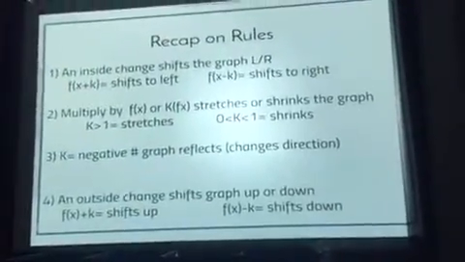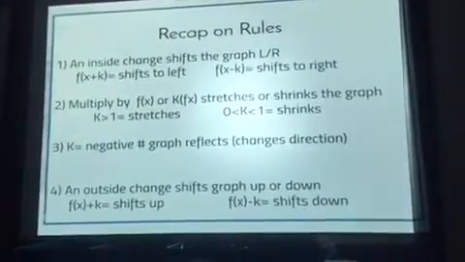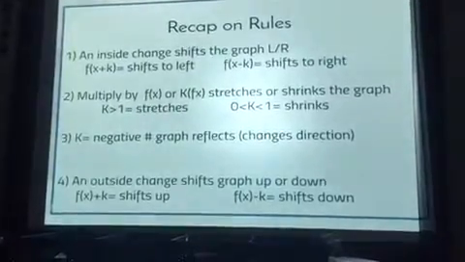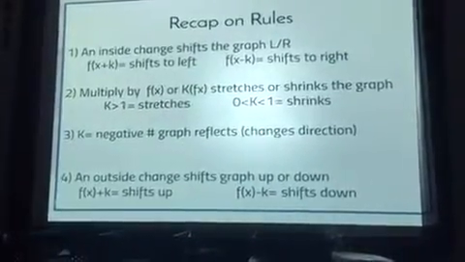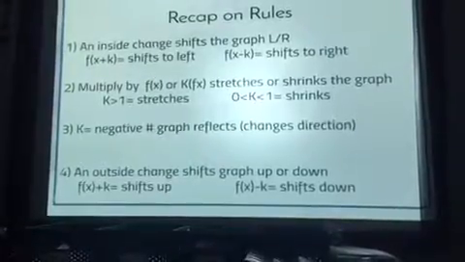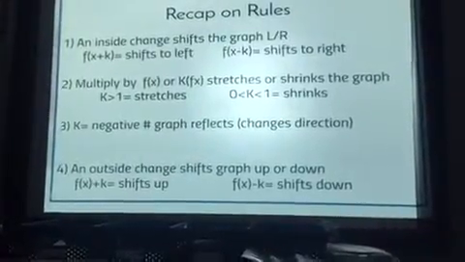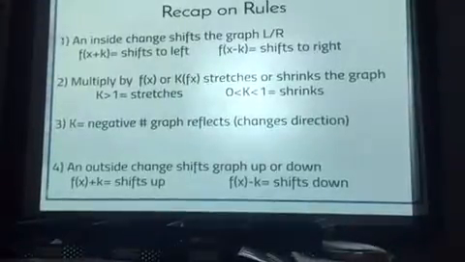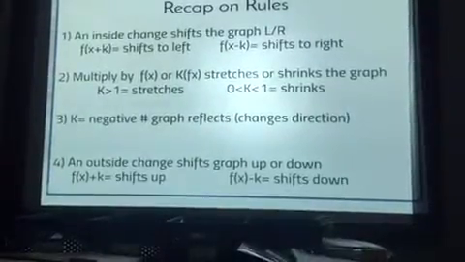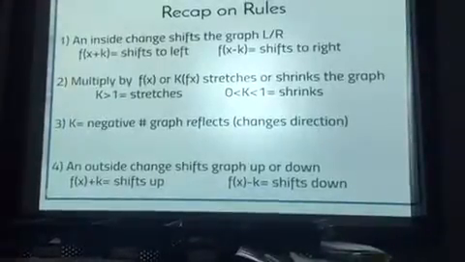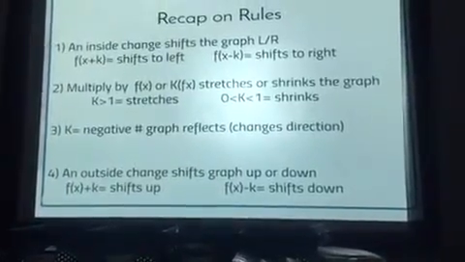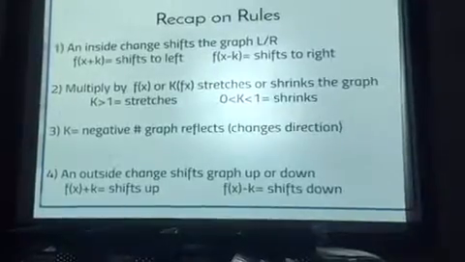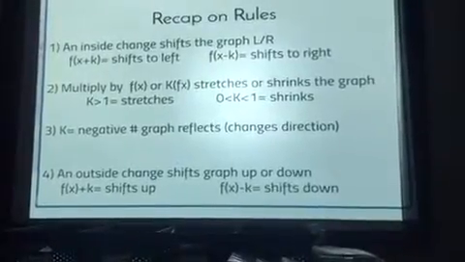Recap on rules. Number 1. An inside change shifts the graph left or right. If you add inside, you shift to the left, and if you subtract inside, you shift to the right. Multiplying f(x) by k stretches or shrinks the graph. If k is greater than 1, it stretches, and if k is greater than 0 and less than 1, it shrinks. If k is a negative number, then the graph reflects and changes direction.